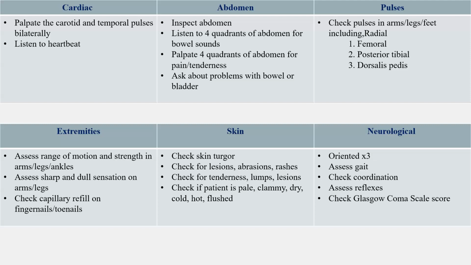Check the skin turgor, check for lesions, abrasions, rashes, check for tenderness, lumps, lesions, check if the patient is pale, clammy, dry, cold, hot and flushed. And in the neurological assessment, you check whether the patient is oriented to time, place and person, assess the gait, check coordination of movements, assess the reflexes and check the Glasgow Coma Scale score to check the level of consciousness.